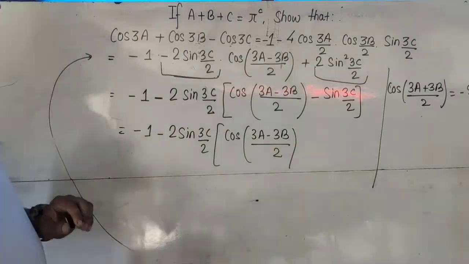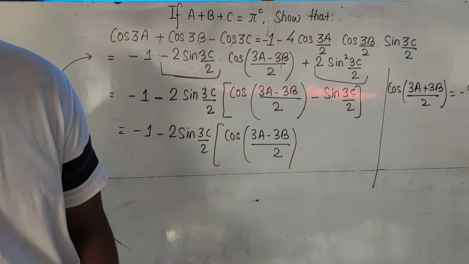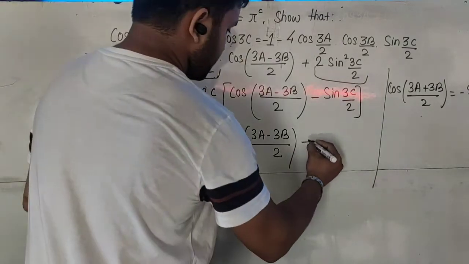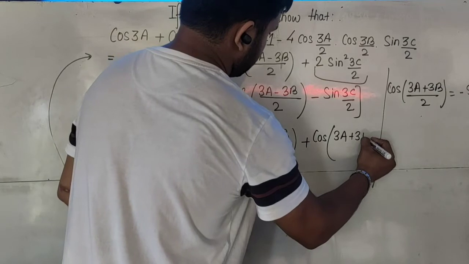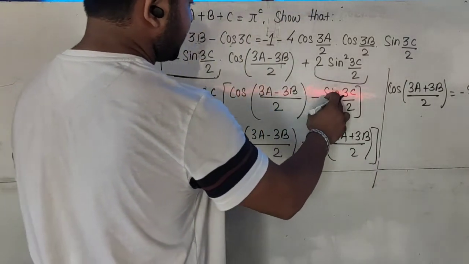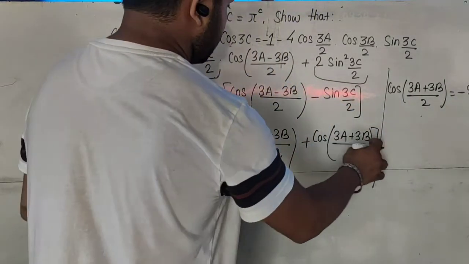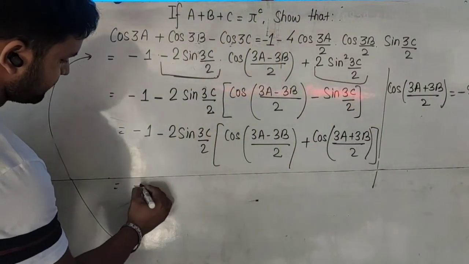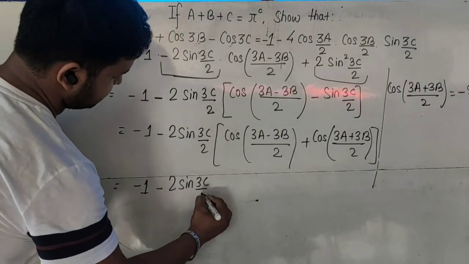Here, from this calculation, in place of this minus sine 3c by 2, you can write here plus cos of (3a plus 3b) divided by 2. In place of this minus sine 3c by 2, I wrote here cos of (3a plus 3b) by 2. Minus 1 minus 2 sine 3c by 2.